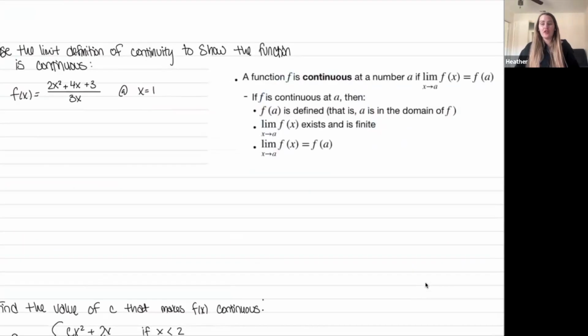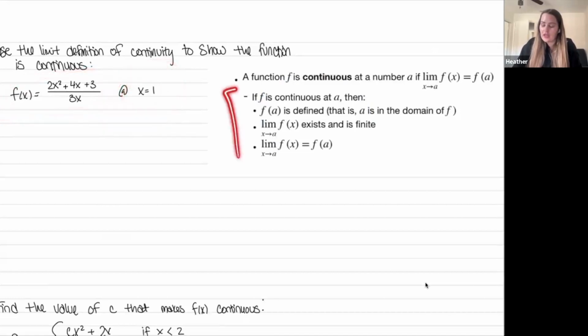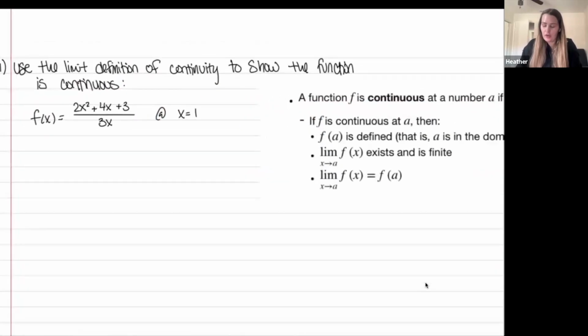Okay, so let's look at a few example problems of how we can use that limit definition of continuity. The first one asks us to use that definition to show the function is continuous. Here is my function, and I want to show it's continuous at this point, x equals 1. So we're going to go ahead and use this definition. If we can show this is true, we have proven the function is continuous at that point.